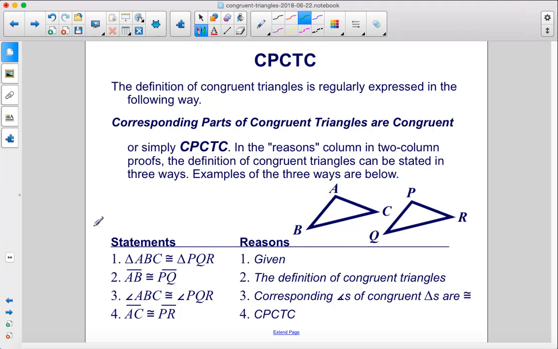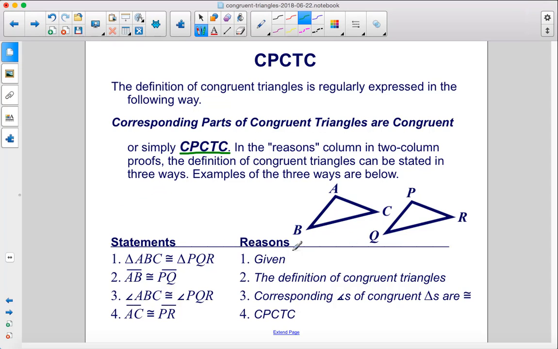CPCTC. The definition of congruent triangles is regularly expressed in the following way. Corresponding parts of congruent triangles are congruent, or simply CPCTC. In the reasons column in two-column proofs, the definition of congruent triangles can be stated in three ways. Examples of the three ways are below.